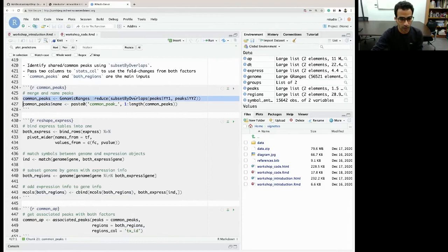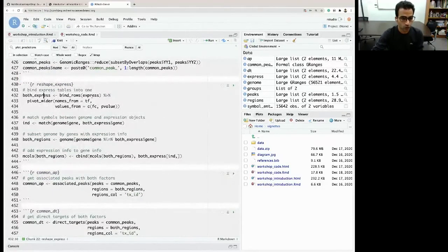So this is the code to subset the peaks to find the overlapping peaks between the two factors, and then use this in a new genomic range. And then we're just giving unique names to these peaks. The express object was a list of tables, and so we use bind rows to bind those two data frames, and then pivot wider to distribute the fold change into two columns, one for each factor, and we'll end up with a single data frame.